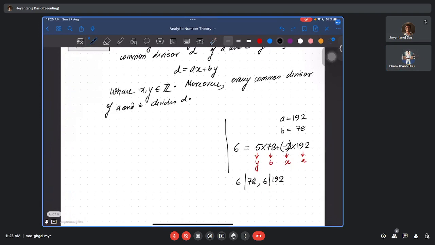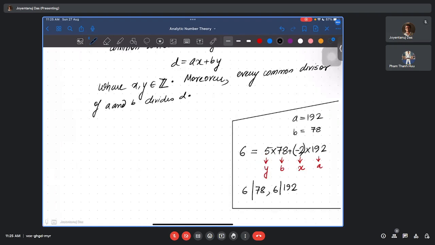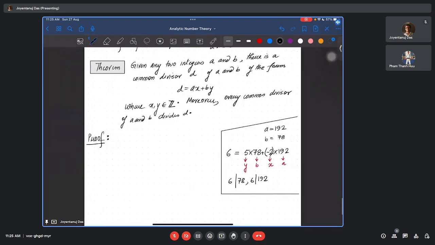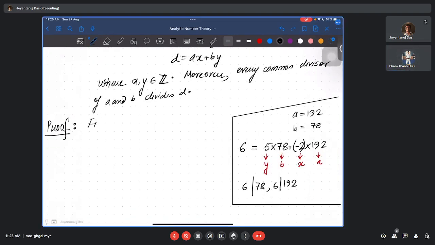Okay, so I think that is fine. Let us see how to do the proof. The proof is, we'll assume that A and B are non-negative. Later we will see how to prove it for the negative case. So first we assume that A is greater than or equal to 0 and B is greater than or equal to 0, right?